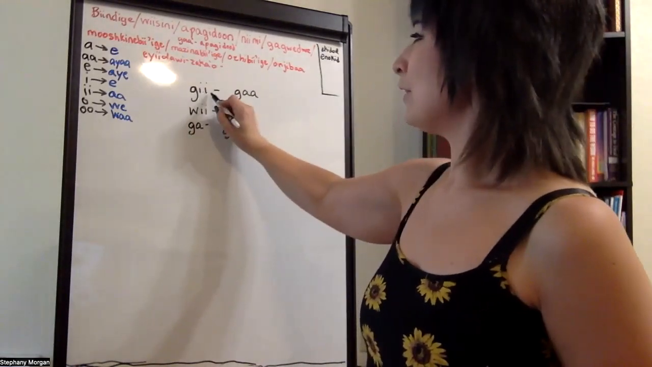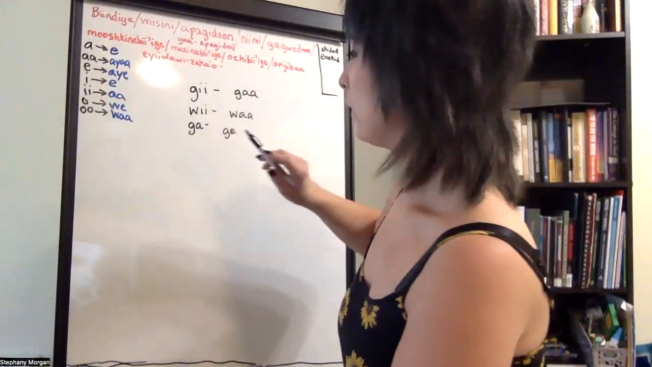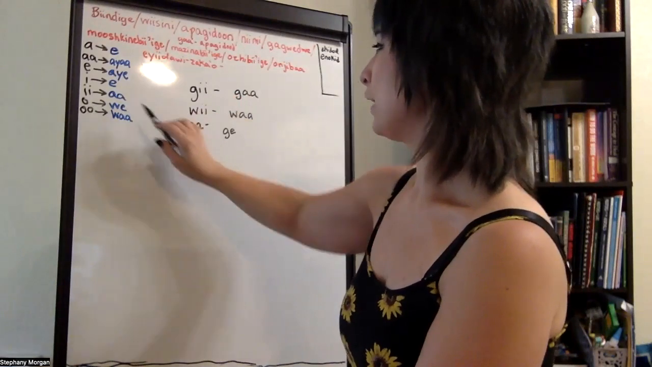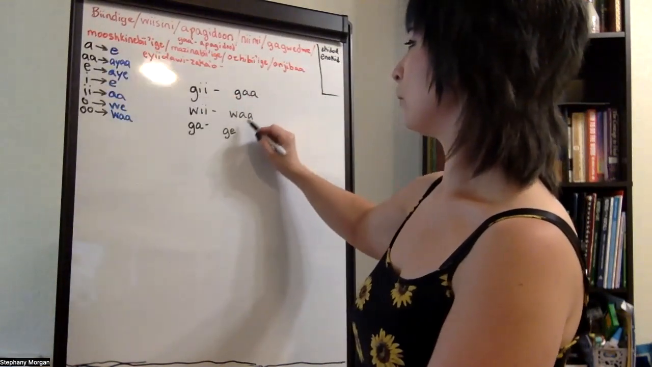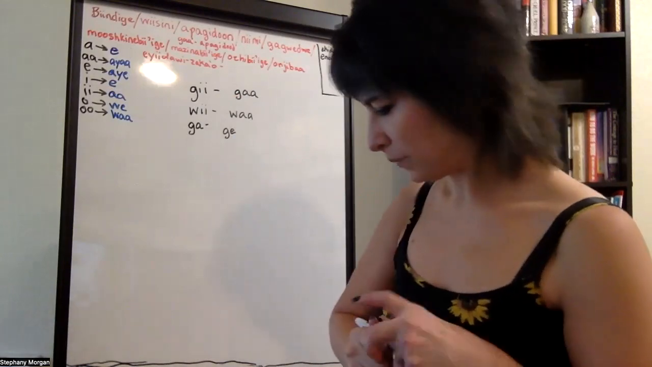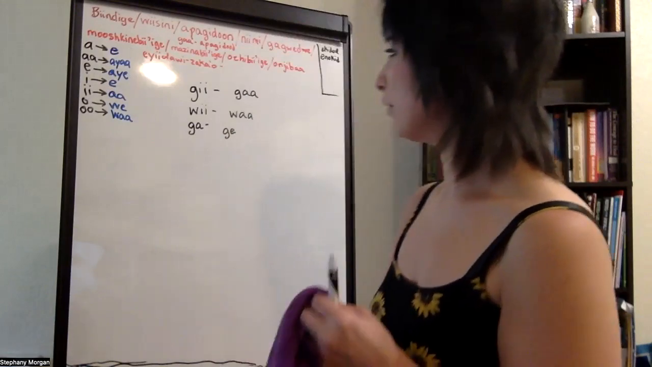So you notice double I over here changes to a double A. Double I to double A, and then single A changes to an E, and that's where we get ga, wa, and ge. Those are our time tenses. We'll get to that right now, though. I want to start with our verbs.